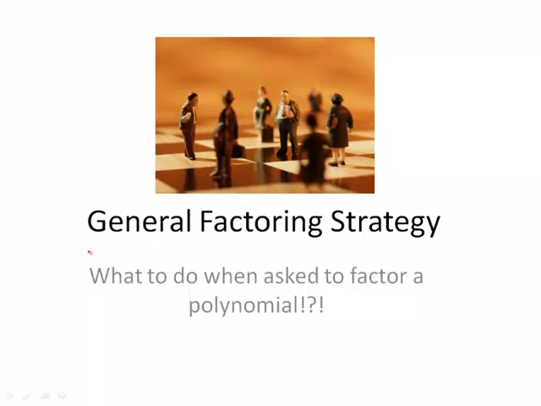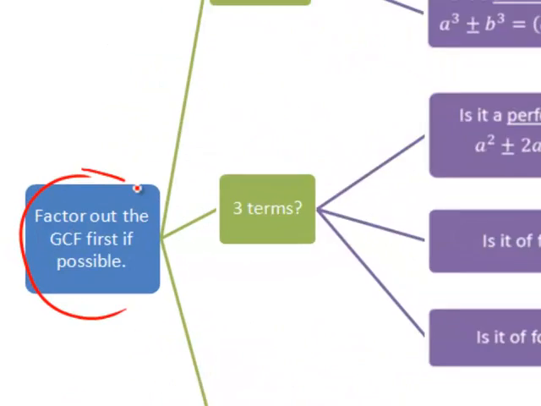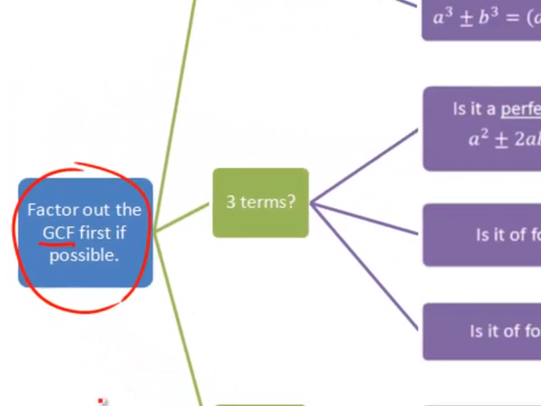In this lesson, we're going to look at creating a general factoring strategy. So basically, where do we start when we're asked to factor a polynomial? What do we do? Well, you can think of a systematic process of deciding which techniques to use depending on what criteria you have in your question. The first thing to do, always, is to take your greatest common factor out first, if possible.